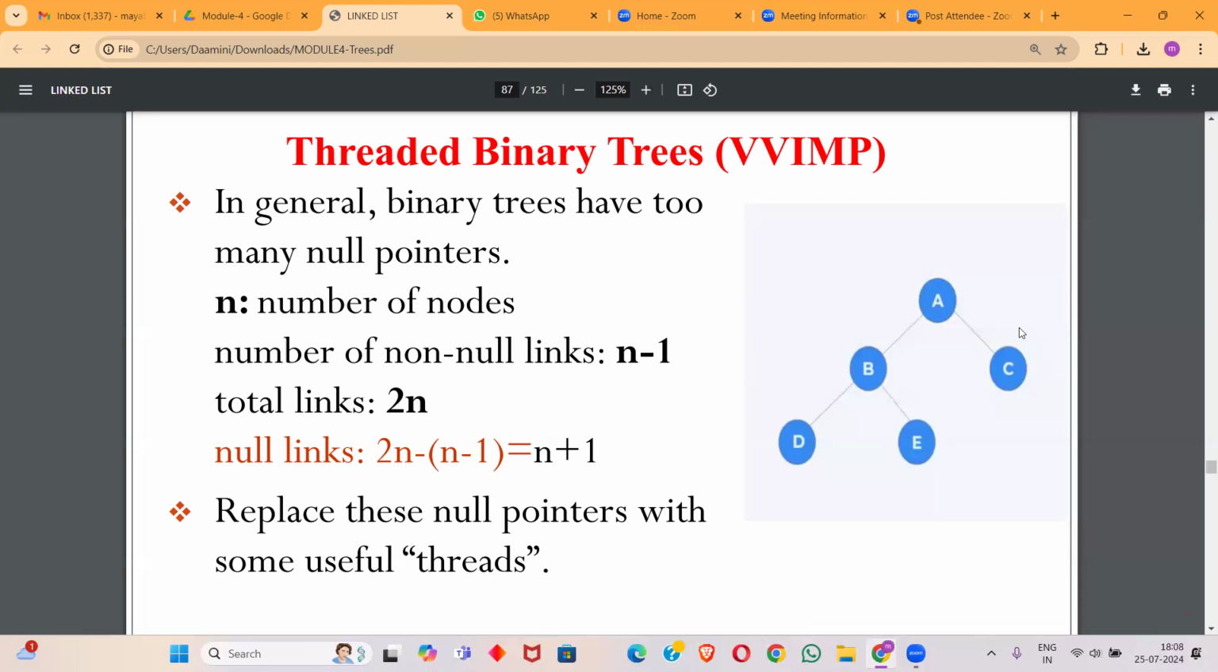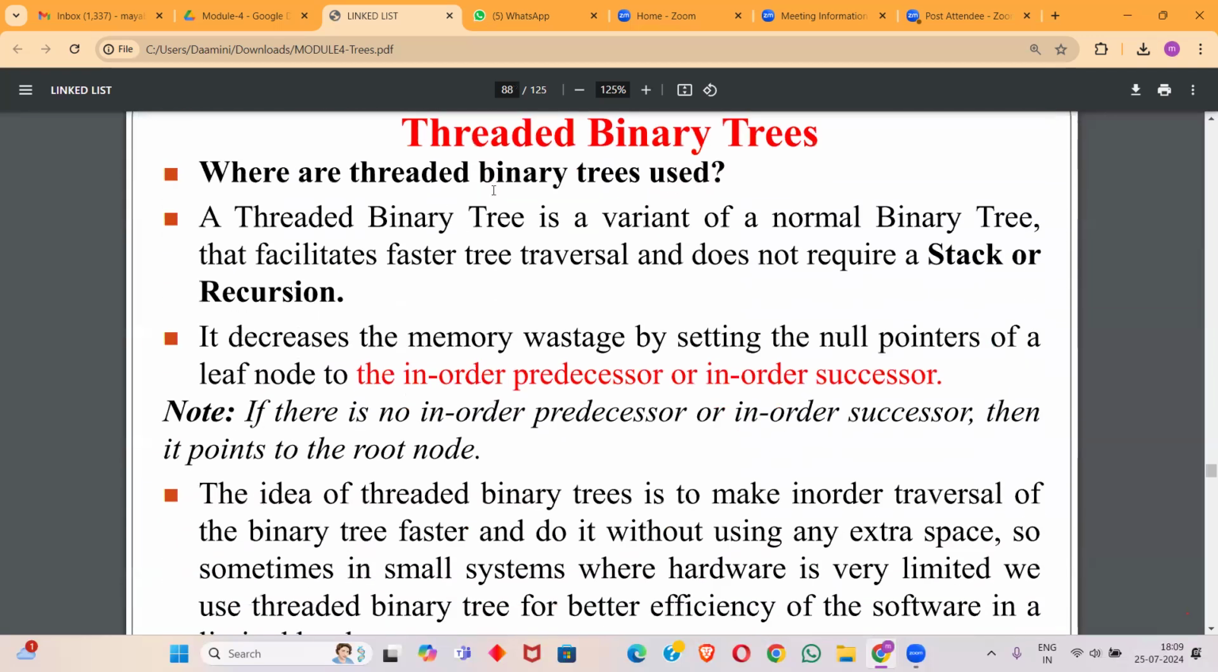A threaded binary tree is constructed to avoid null pointers by using the concept of threads. Threads are useful links. I can go with the in-order traversal, using either the predecessor or successor concept. See, a binary tree has too many null pointers. For N nodes, we have N plus 1 null pointers. Replace all those null pointers with useful threads. This threaded binary tree is a normal binary tree, but we are not using a stack or recursion for traversal, because we already know how to implement stack and recursion.